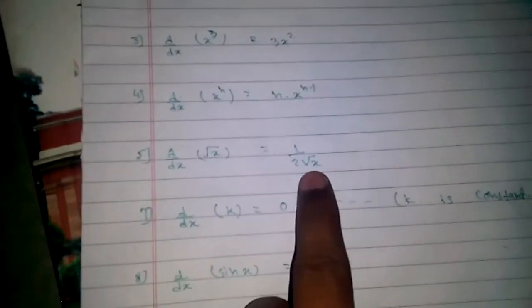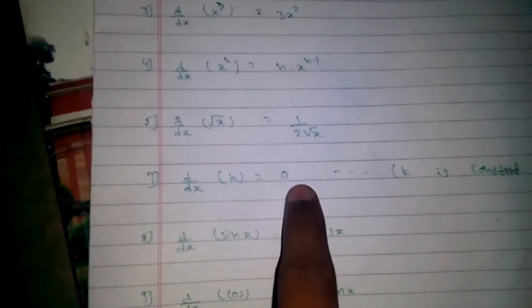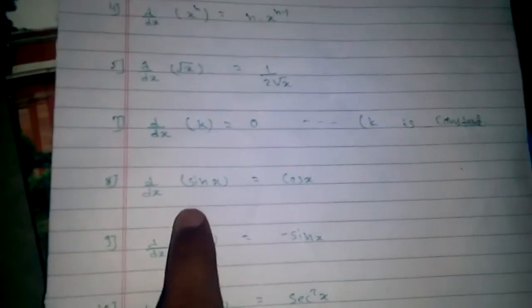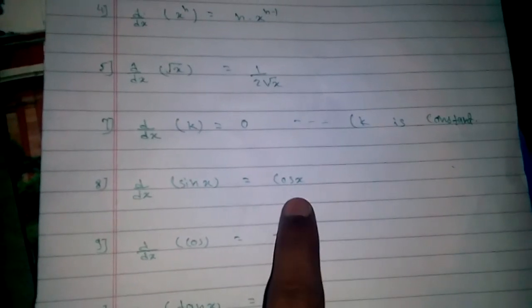This is the formula for finding the derivative. Then the derivative of root x is equal to 1 by 2 root x. The derivative of k is equal to 0 because k is a constant. In limits also k is a constant, and the limit of a constant is equal to 0. The derivative of sin x is equal to cos x. The derivative of cos x is equal to minus sin x.